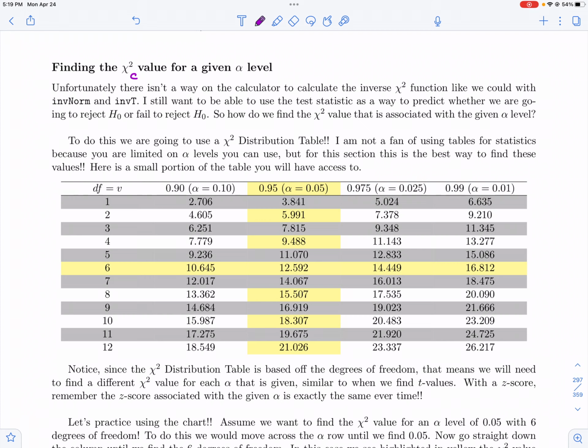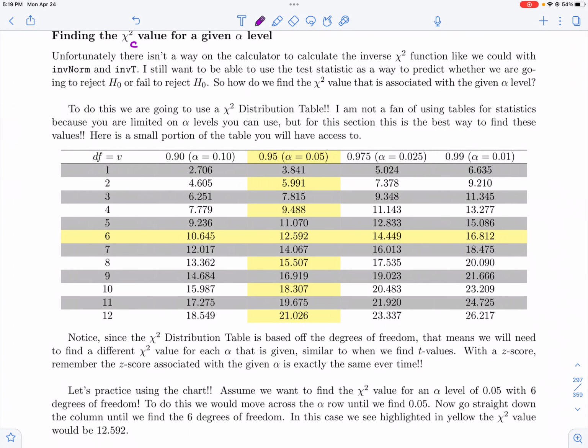And so what I did is a little example here. If we wanted to figure out what the chi-squared sub c value would be for a 0.05 alpha with degrees of freedom of 6, then we just highlight the alpha equals 0.05 row. We look at the row of 6, and then that 12.592 would be our chi-squared sub c in that case. So again, unfortunately, there is no inverse chi-squared, so we will have to use our table when it comes time to actually find those.